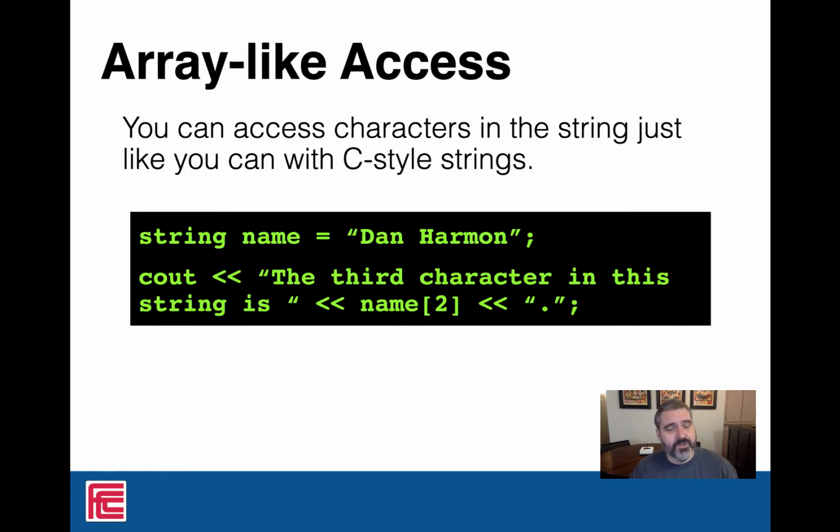Then, when you create a string, you can just say string name equals whatever, and then print it out. You still have access to use indexes like you would with C-style strings. So name sub 2 of that string, in this case, would return 0, 1, 2, the lowercase n at the end of Dan, right? You can still access the individual characters using array notation, just like you could with C-style strings.